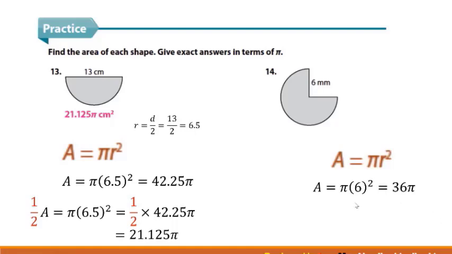But I need 3/4. So I multiply by 3/4. If I want half, I multiply by half. If I want 3/4, I multiply by 3/4. So I multiply my result, 36 pi, by 3/4. So my final answer will be these two together. If I multiply together, I have 27. Then put pi. This is your answer.